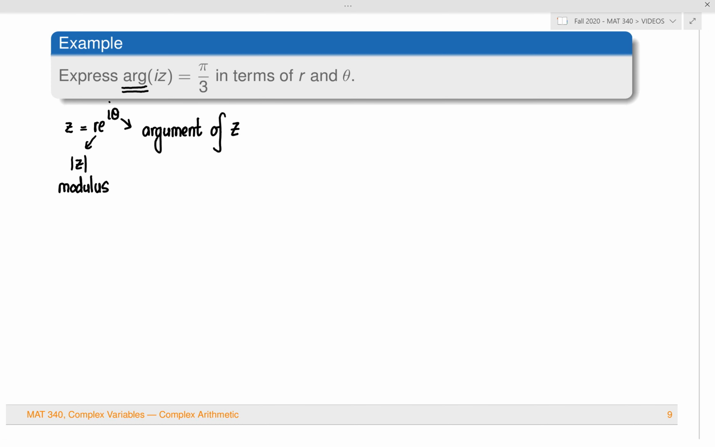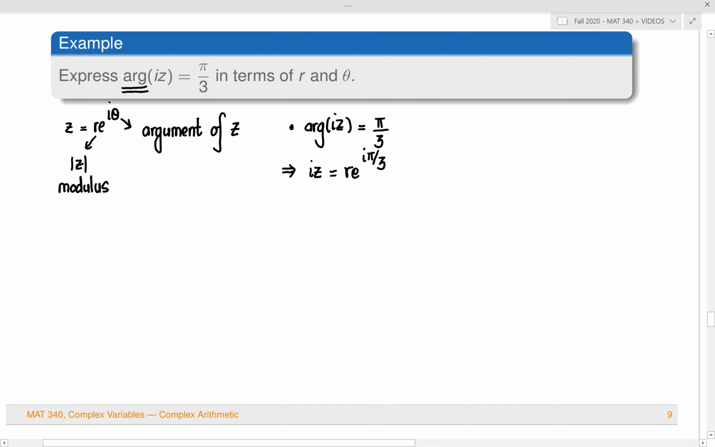All right. So with that explained, what we're given is that the argument of i times z is equal to pi over 3. What that means is if I want to write it, I can say i times z is, well, we don't know what the modulus of iz is, so let's just call it r for right now. But we know what the argument is, right? It's pi over 3, so this becomes e to the i pi over 3.